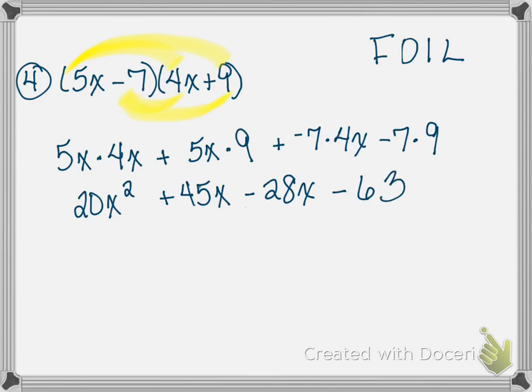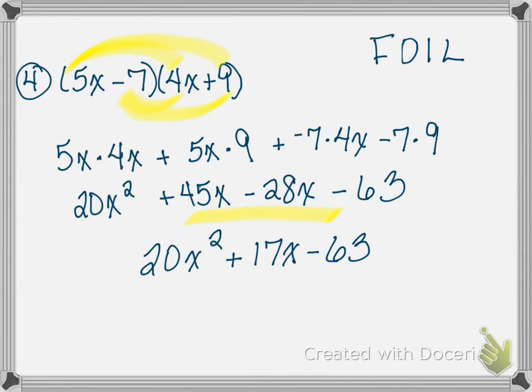But we have to look and see if there's any like terms that we can combine. And there are. So 45 and negative 28 are like terms, and they can be combined. So we have to combine those. So we have 20x squared plus, that's going to be 17x. Yes, 17x minus 63. Okay, and so we have FOILed this.